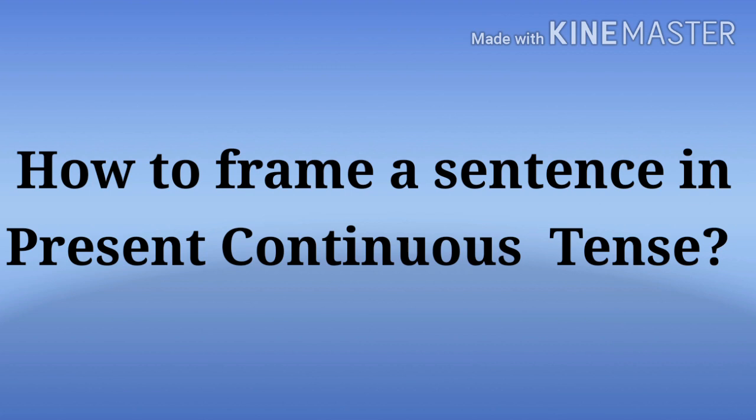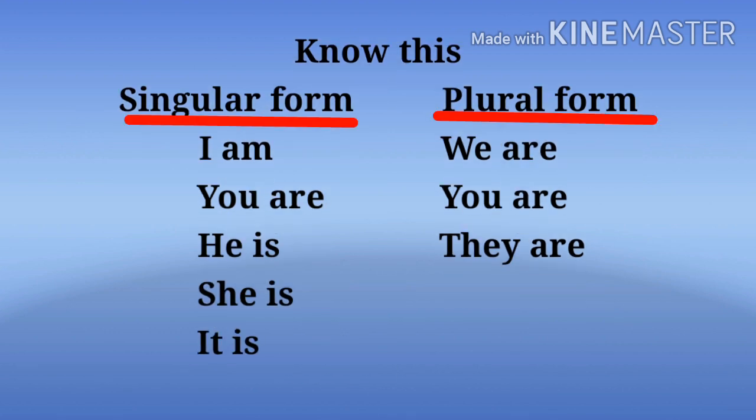Now, let us take a look at how to frame a sentence in present continuous tense. Children, it is good to know this. When we frame sentences in present continuous tense with the singular subject, that is, with I, we use am. With you, we use are. With he, she, it, we use is. I am, you are, he is, she is, it is. All these are singular form. With the plural subject, that is, we, you, they, we use are. We are, you are, they are. All these are plural form.